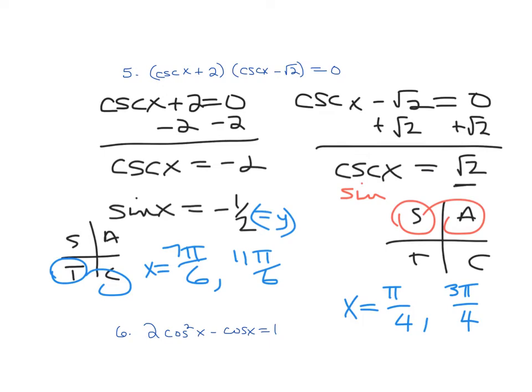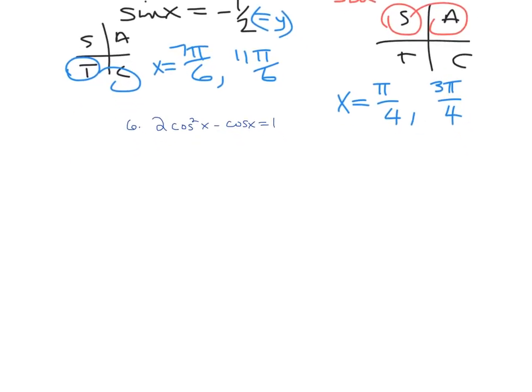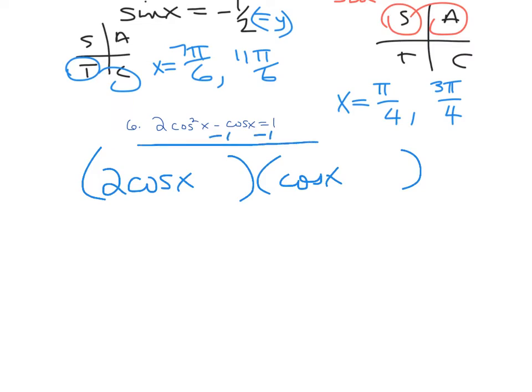Number 6, I need to factor this trinomial. So I've got 2 cosine x, and then another cosine x here. And then, oh, I gotta move this over first, sorry. Move the 1 over, so it looks like a trinomial. So 2 cosine squared x minus cosine x minus 1 equals 0. So then I'm looking for factors of negative 1. So that's going to be positive 1, negative 1. Because when I FOIL that, it does go back to my trinomial. Now I set each one of them equal to 0.